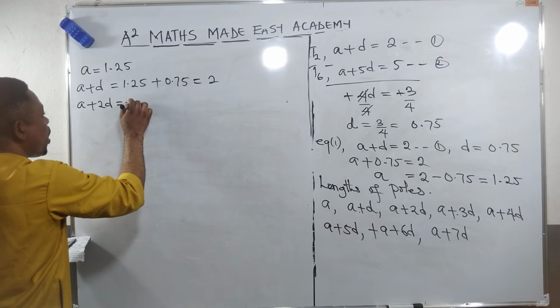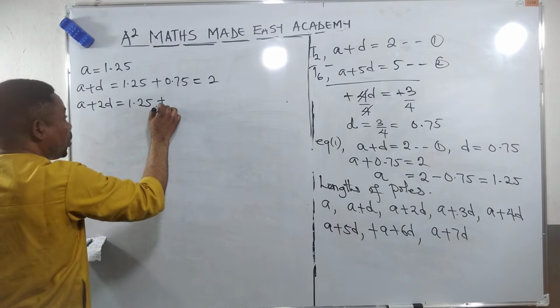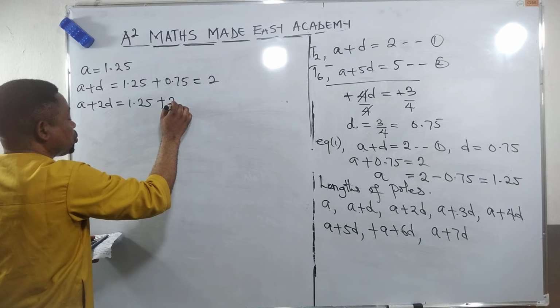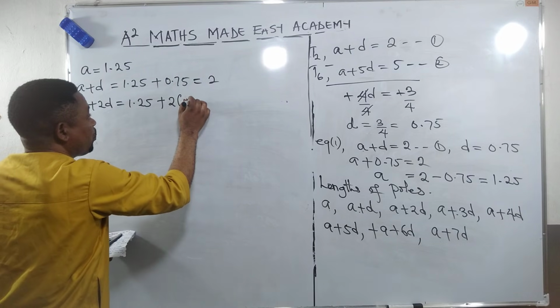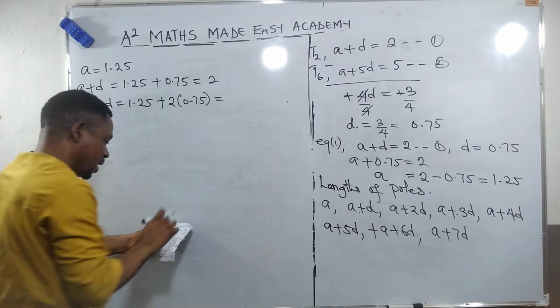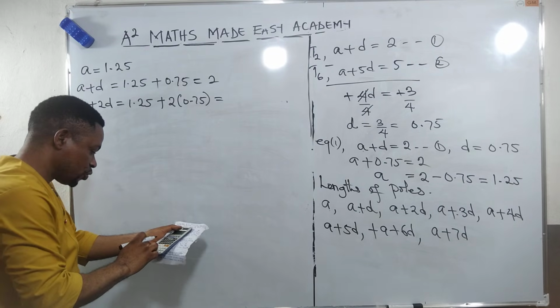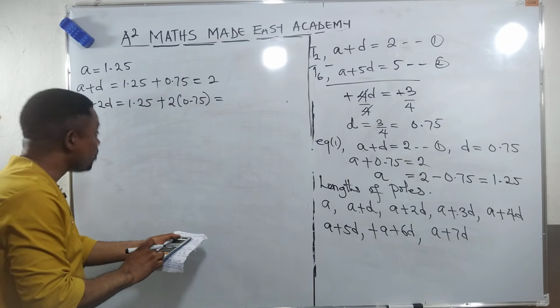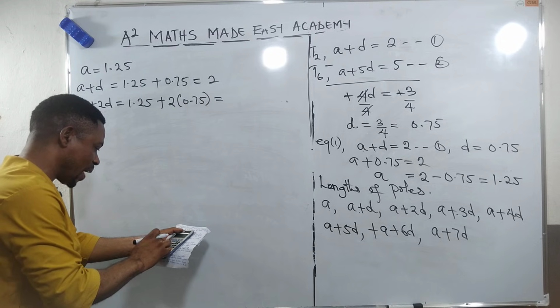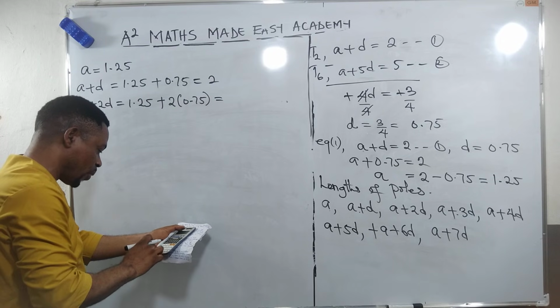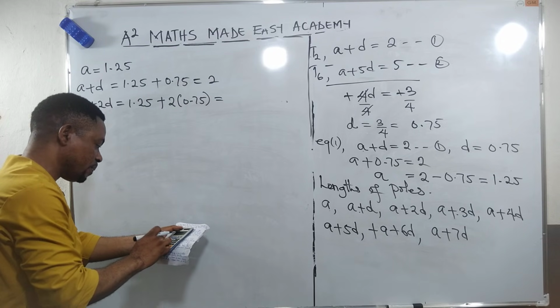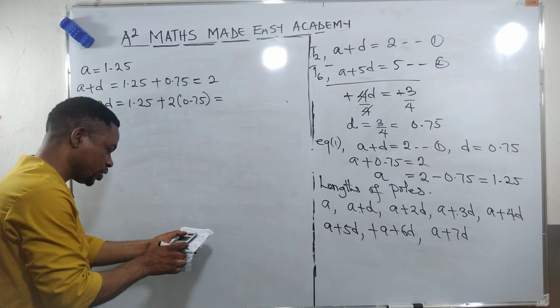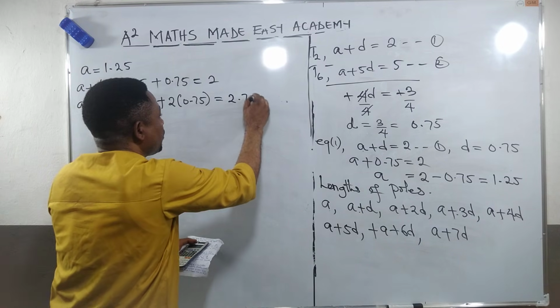What is A? 1.25. Don't forget, plus, this is 2D, right? D is already what? 0.75. What is the answer? Punch your calculator. Punch 1.25, then plus what? 2 brackets, means times 0.75. Close the bracket. It will give me what? Watch. 2.75. Are you there?